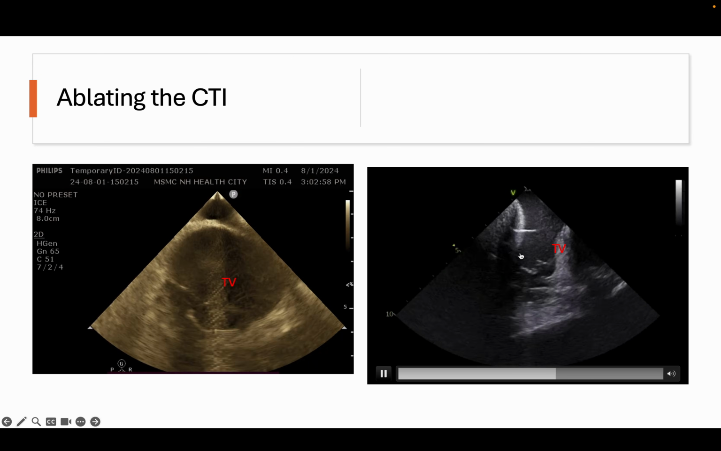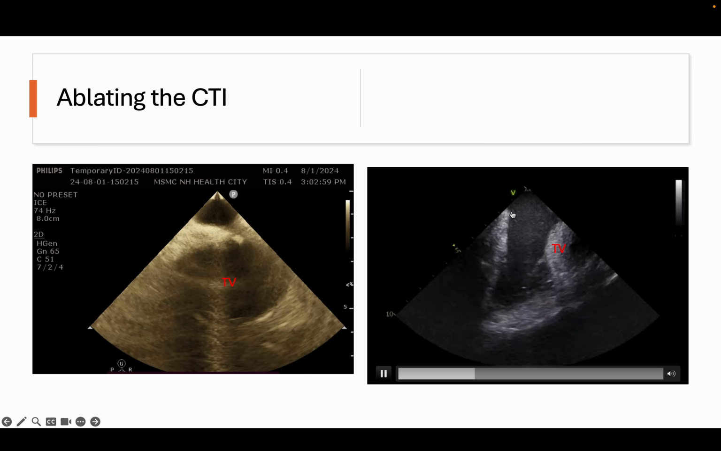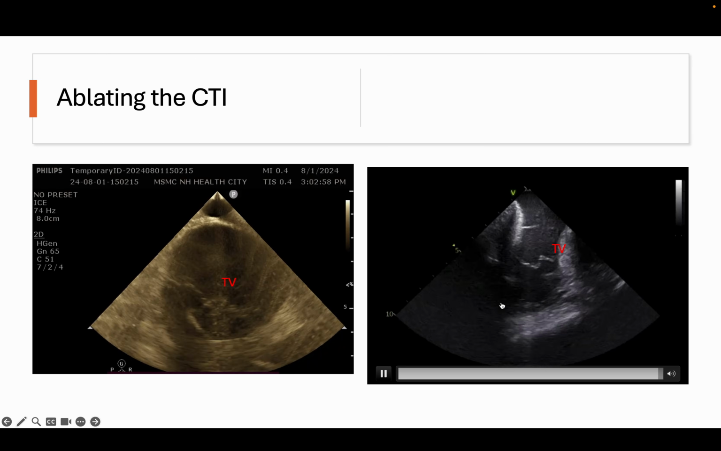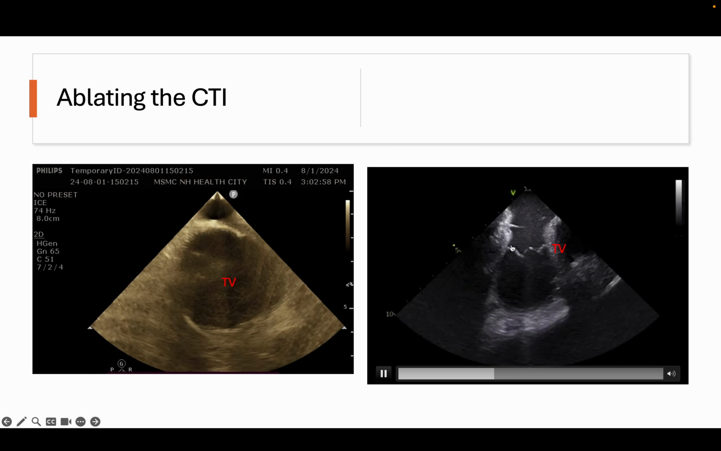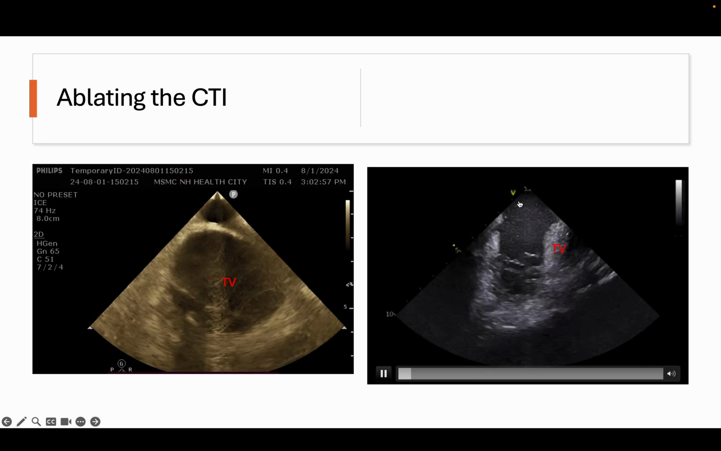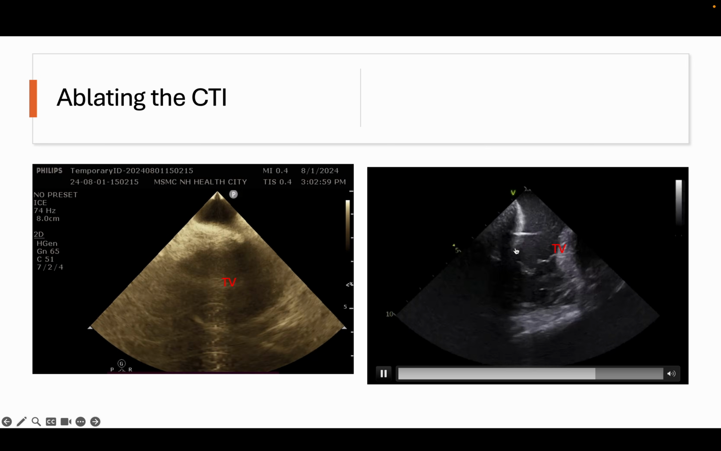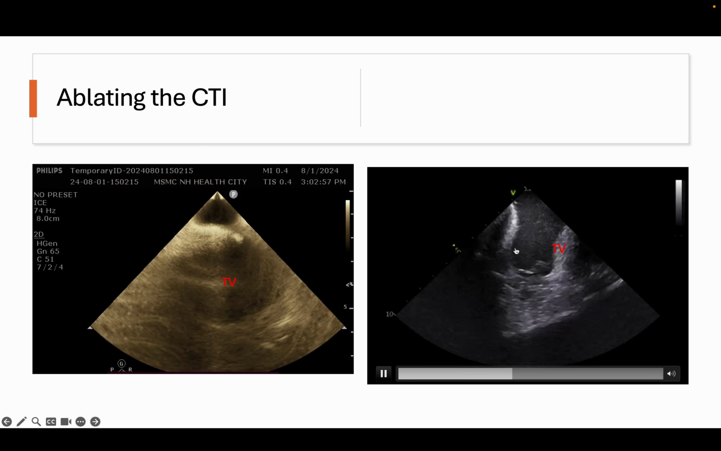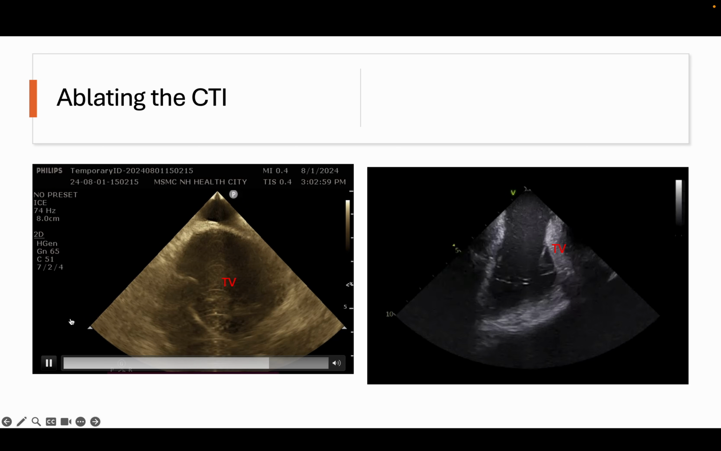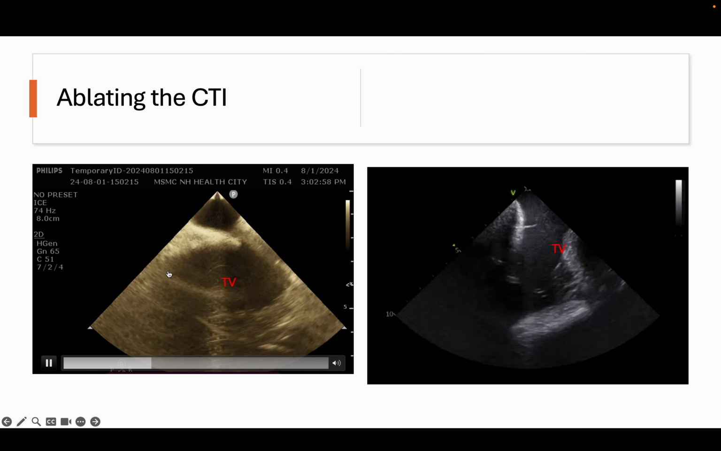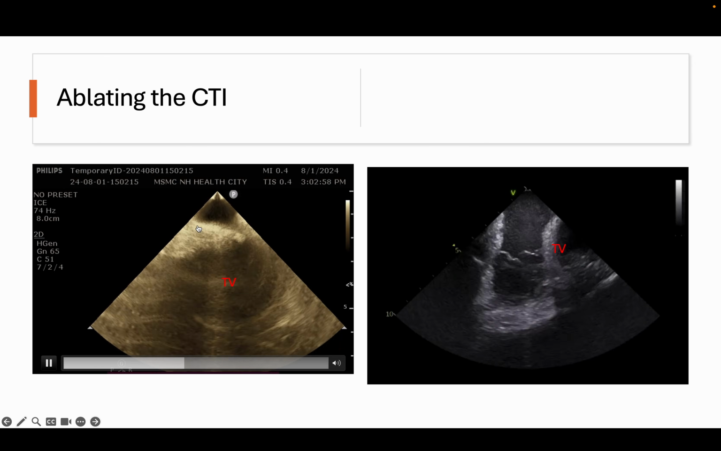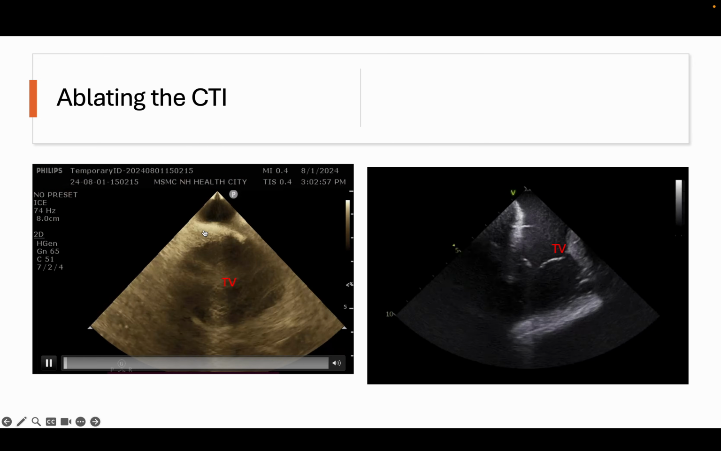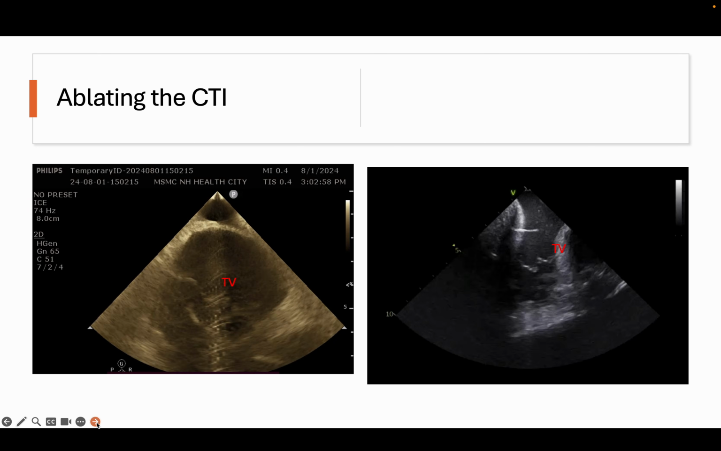You have the tricuspid valve, you have the cavo-tricuspid isthmus and the ventricle here, and merely creating a line of ablation across this while evaluating contact and looking at lesion formation is good enough. But very rarely, in cases like a Senning's procedure, the same cavo-tricuspid isthmus gets bifurcated by the baffle, and this can be very clearly visualized.